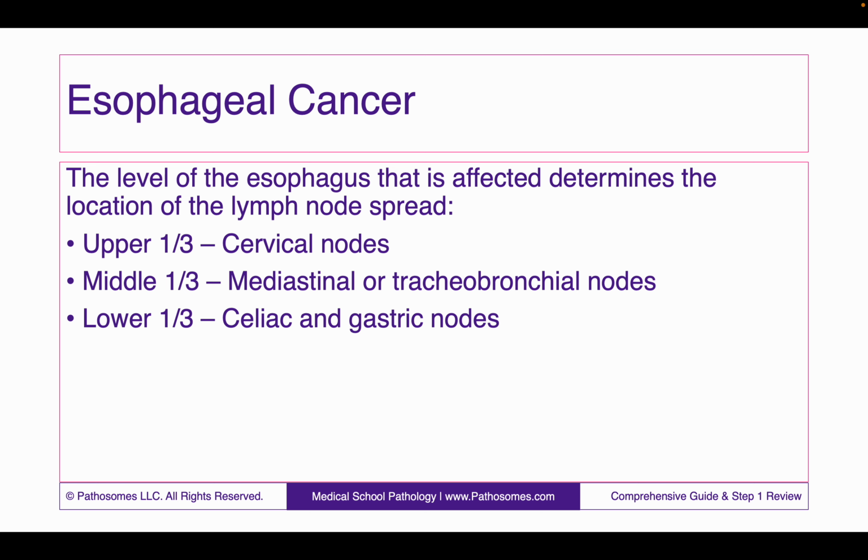The level of the esophagus that is affected determines the location of the lymph node spread. For example, if it's the upper 1/3, that will usually spread to the cervical nodes. If it's the middle 1/3, then that will usually spread to the mediastinal or tracheobronchial nodes. And if it's the lower 1/3 of the esophagus that's affected by the cancer, that will likely metastasize to the celiac or gastric lymph nodes.